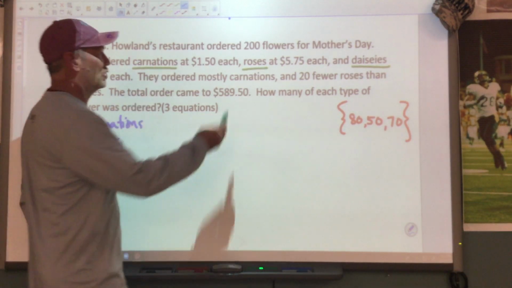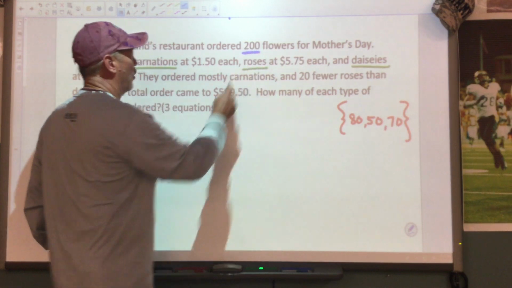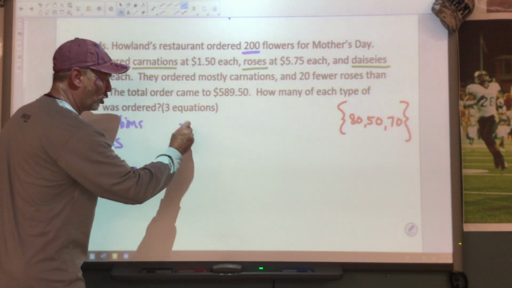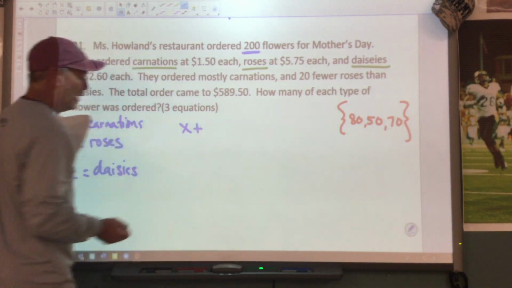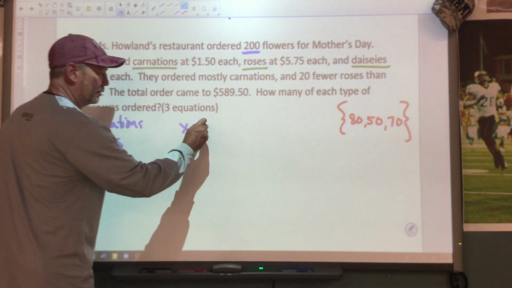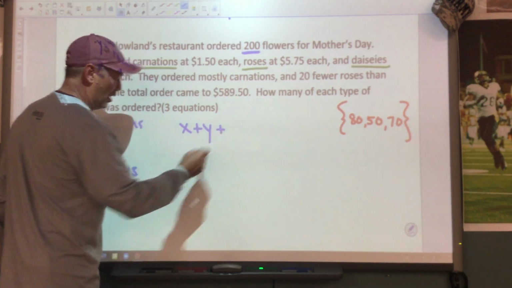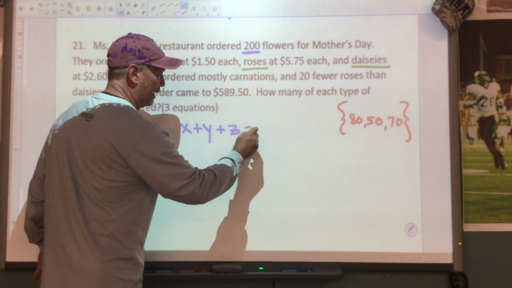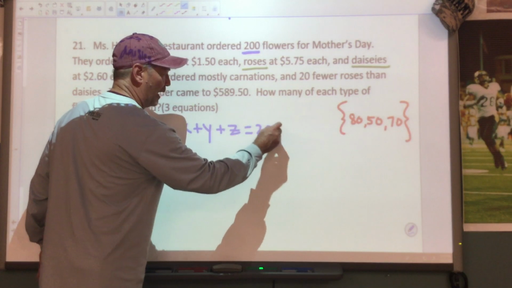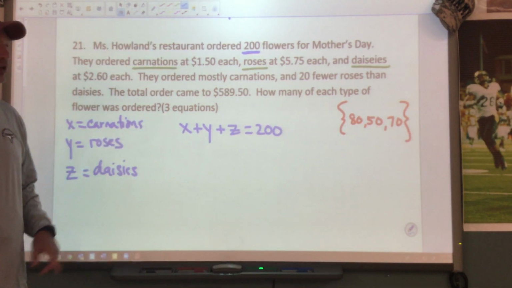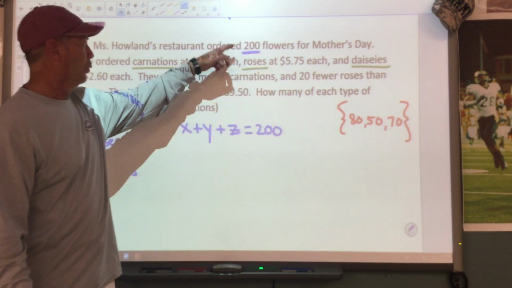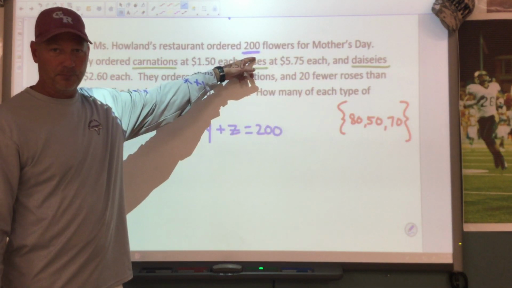So we have a total of 200 flowers. A total of 200 flowers. So if you take all your carnations and you add to it all the roses and you add to it all the daisies, that will be a total of 200 flowers. There's your first equation. Carnations plus roses plus daisies will equal a total of 200.